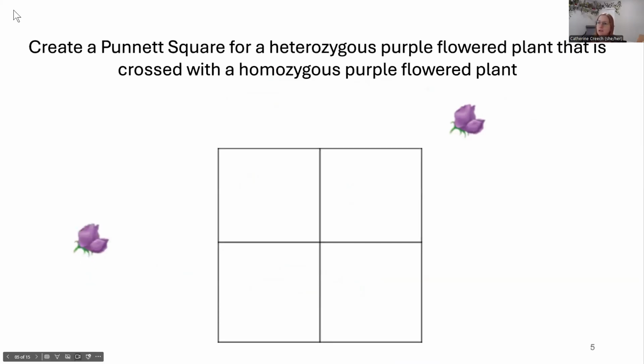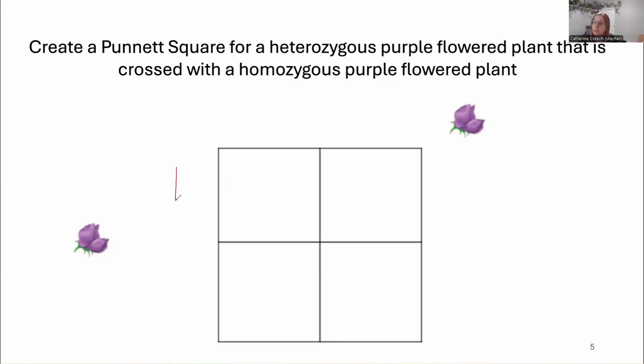So now we're going to have two purple flowers. One is heterozygous, one is homozygous dominant. We don't know which is which. It doesn't matter. I'll say that the heterozygous one is this one on the side, and the homozygous one is this one up here. But you could swap. It doesn't matter as long as you have one of each.